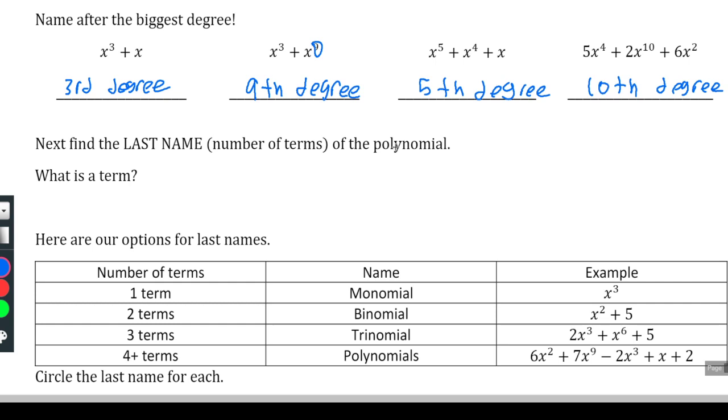So next up, we have the last name, which is going to be the number of terms in our polynomial. A term is any of these individual sections. So if we had, let's just do something easy, x squared plus x plus 1, each individual section is a term. So what is a term? It is, we're going to call it, a piece of a polynomial.